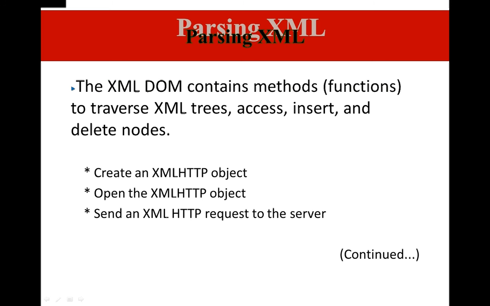Now coming to parsing an XML document, the XML document object model contains some methods. These methods help you in traversing the XML tree, and accessing, inserting and deleting nodes. The procedure is like this. You have to create an XML HTTP object first, then open that object. At the time of opening the object, you have to pass different arguments, like which XML document you want to open, in which method, and in which mode you want to operate. Then you have to send this data to a server using send. This is the process involved in parsing an XML document.